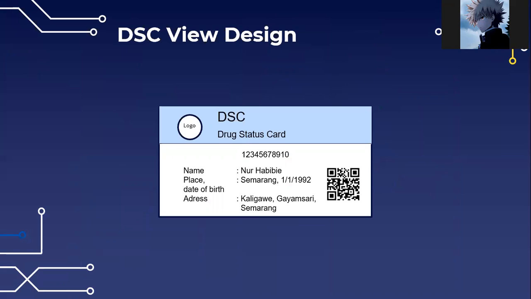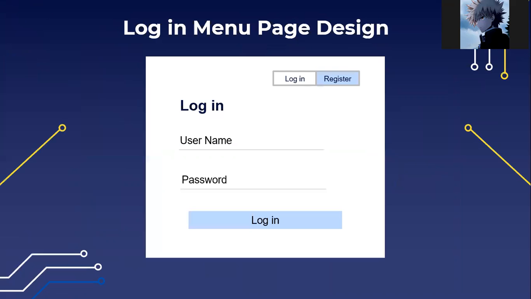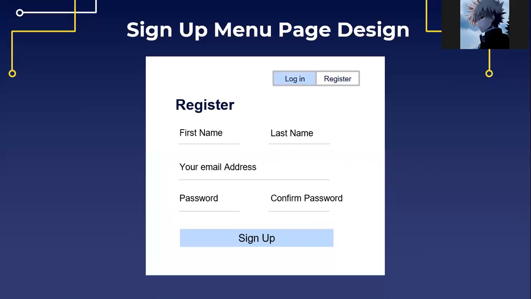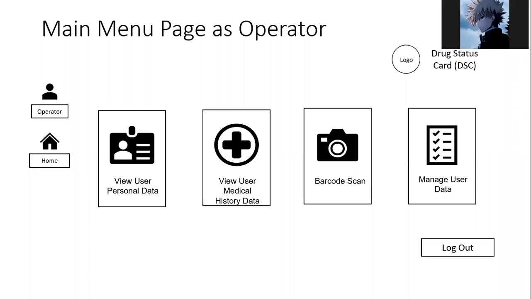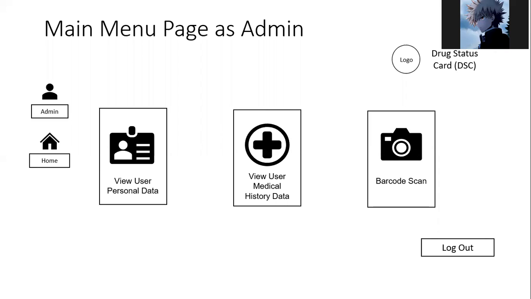Then this is the design view of drug status card. Next is the view of login page design. And also the view of sign up menu page design. And then this is a main menu page as operator. This is a main menu page as admin. And main menu page as user.